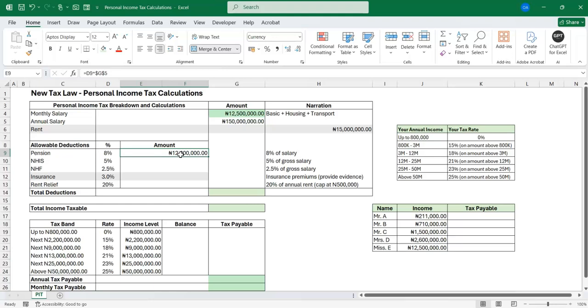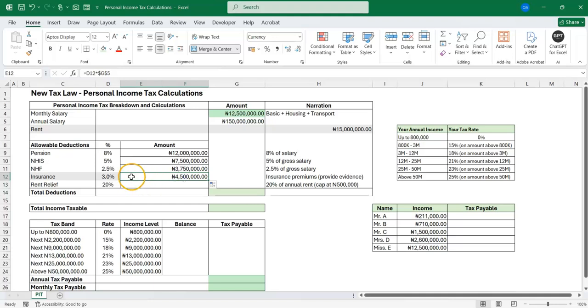Under the new tax law, pension is 18% minimum. The employer will pay 10% minimum and the employee 8%. That's 18%. That is the minimum. So the organization can go higher, but the minimum is 18%. Now I will just drag this down to insurance.